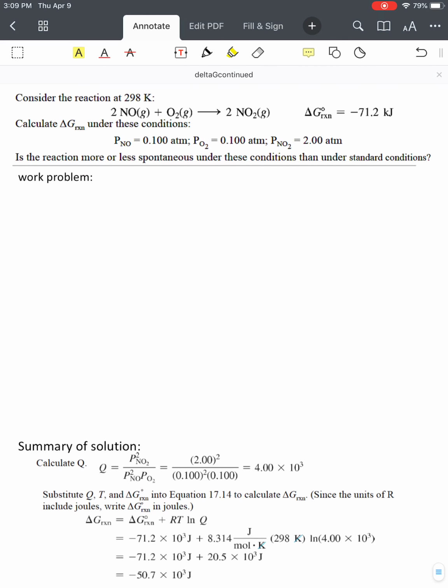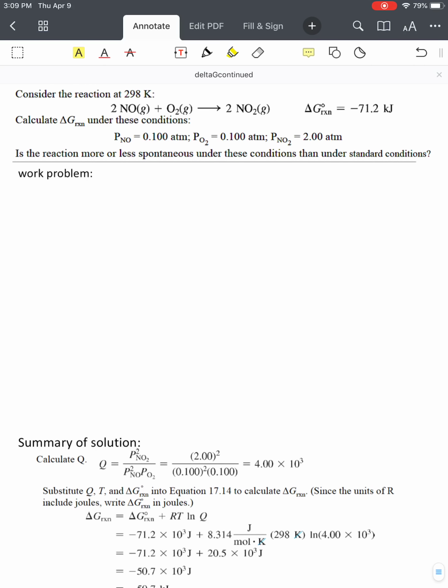But in this particular problem, we are going to consider this reaction at 298 Kelvin. It's a balanced chemical reaction, it looks like. We got 4 copies of oxygen, 2 and 2 nitrogen. We're good. We are told the standard Gibbs free energy change for this reaction is negative 71.2 kilojoules. So we know it's spontaneous under our standard set of conditions. But we're not asked that.